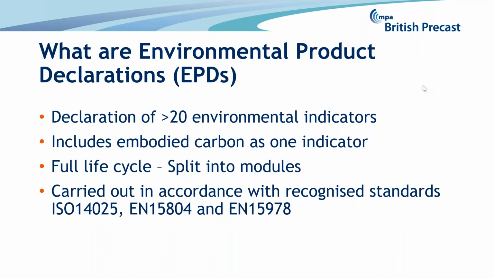So first of all, what is an environmental product declaration, often referred to as an EPD? They are the result of a life cycle analysis, so a data set from a life cycle analysis, and consist of 20 plus environmental indicators. The most predominantly used environmental indicator is global warming potential, which a lot of people know as embodied carbon or the carbon footprint of a product.